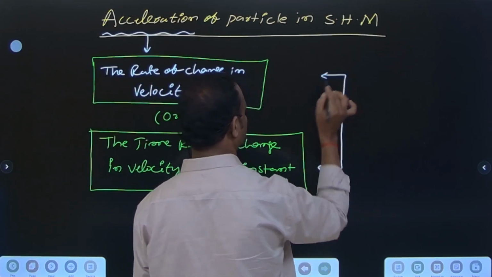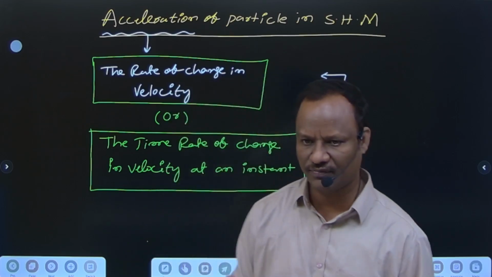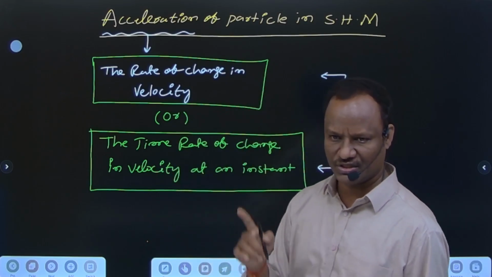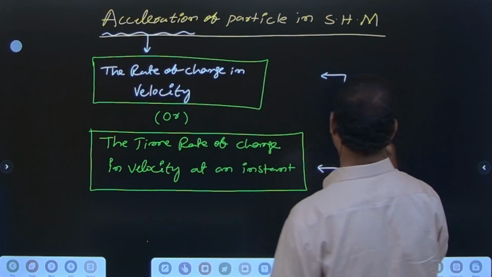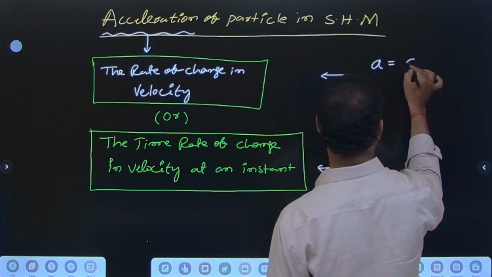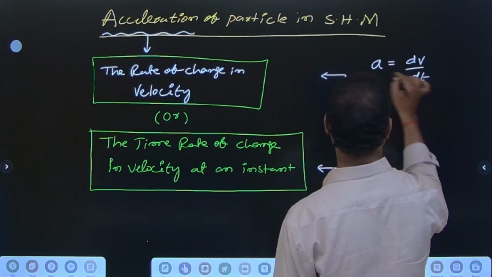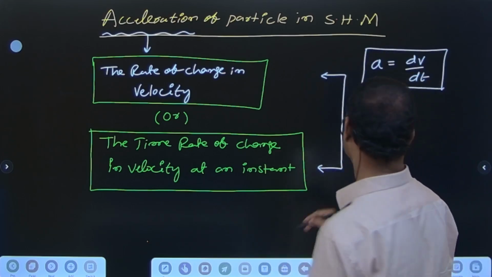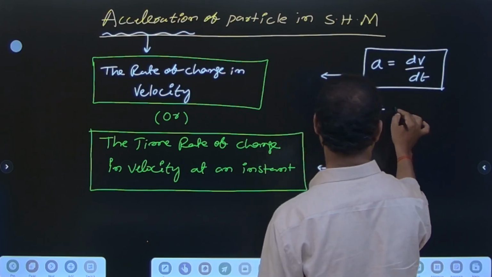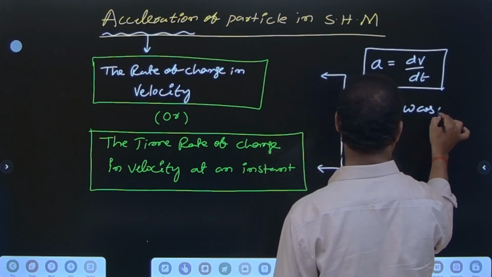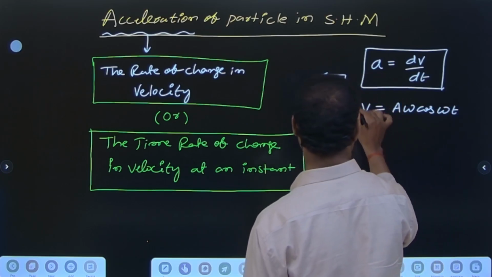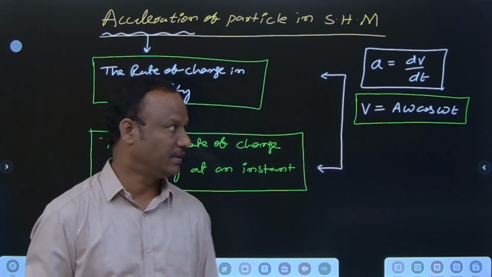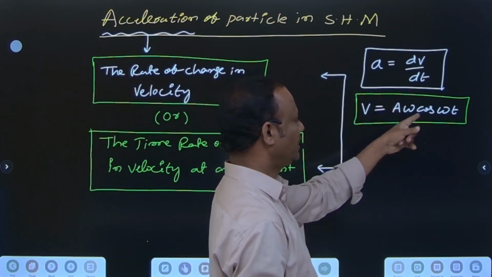How do you get the velocity? After the differentiation of position. How do you get the acceleration? After the differentiation of velocity. So for acceleration, A is equal to dv by dt. We know this. What is V? V is equal to A omega cos omega t. This is time dependent, since you are differentiating with respect to time.